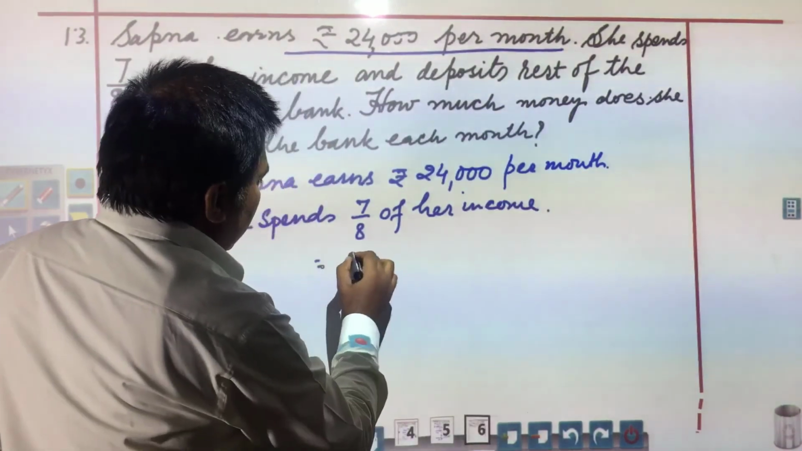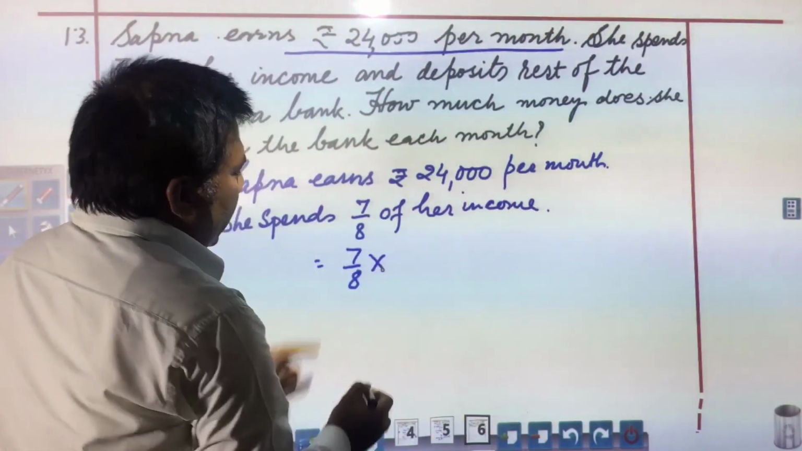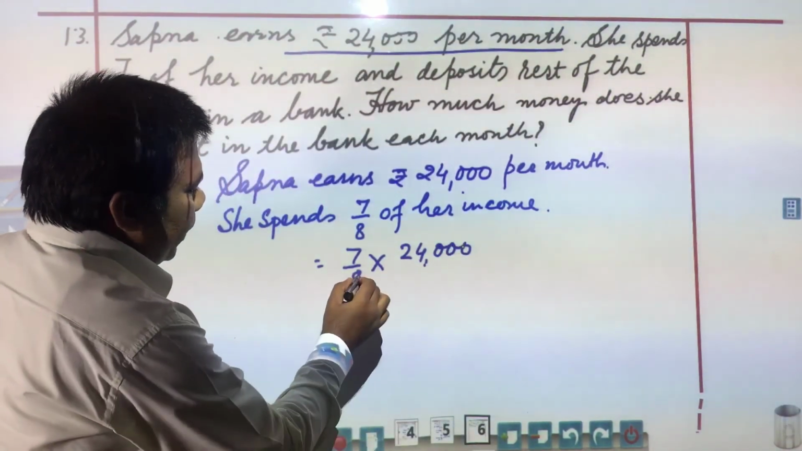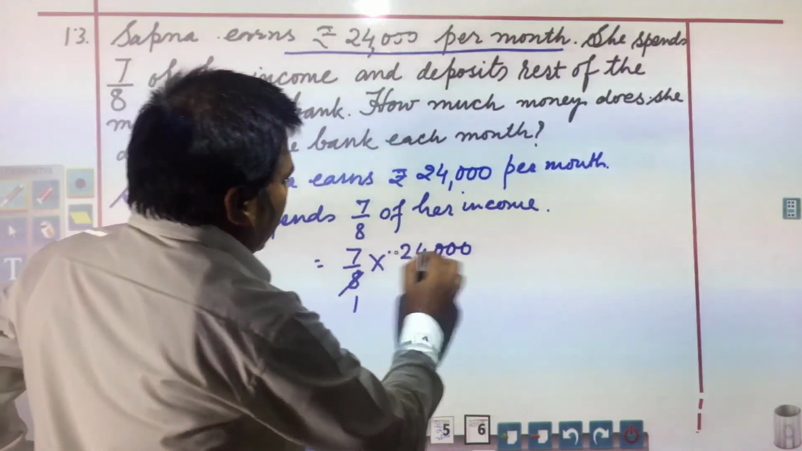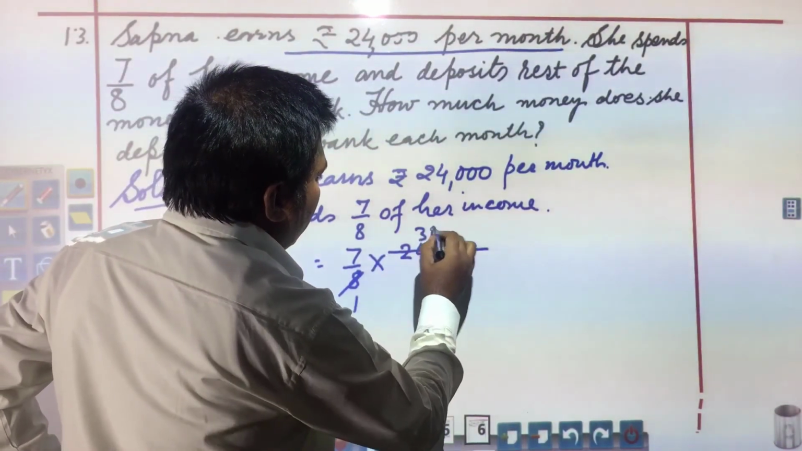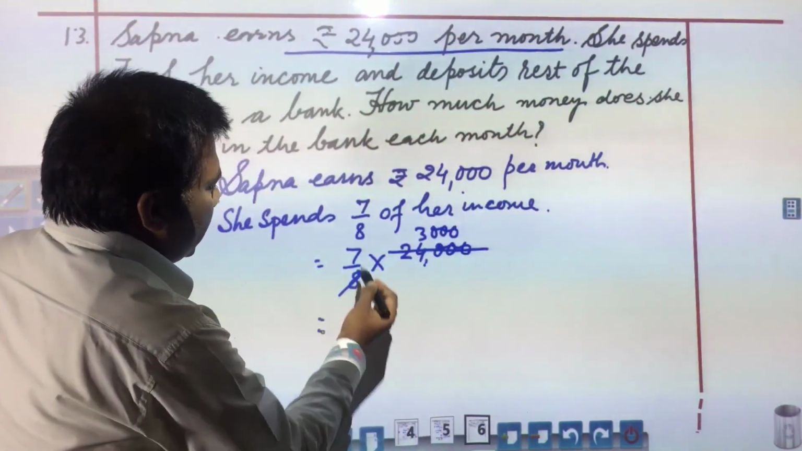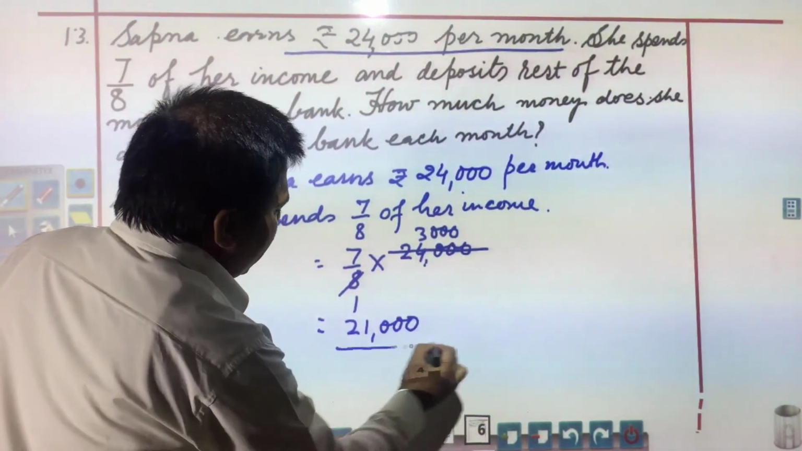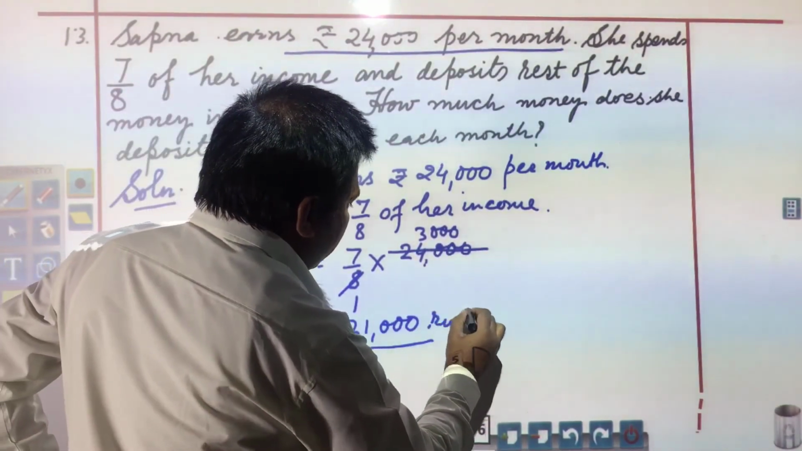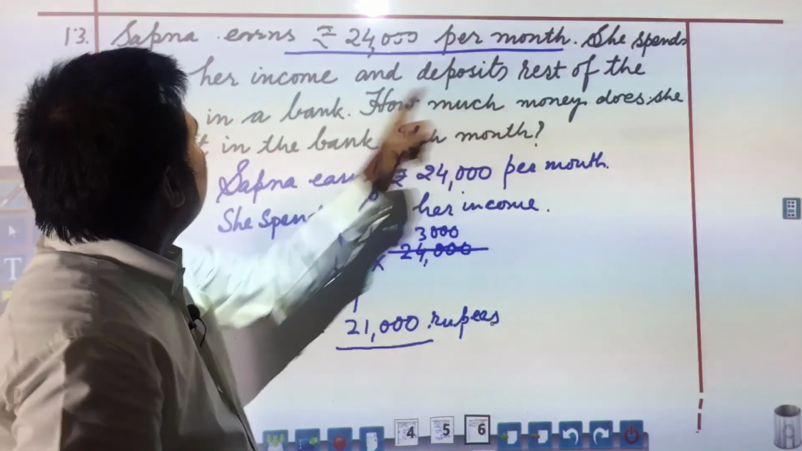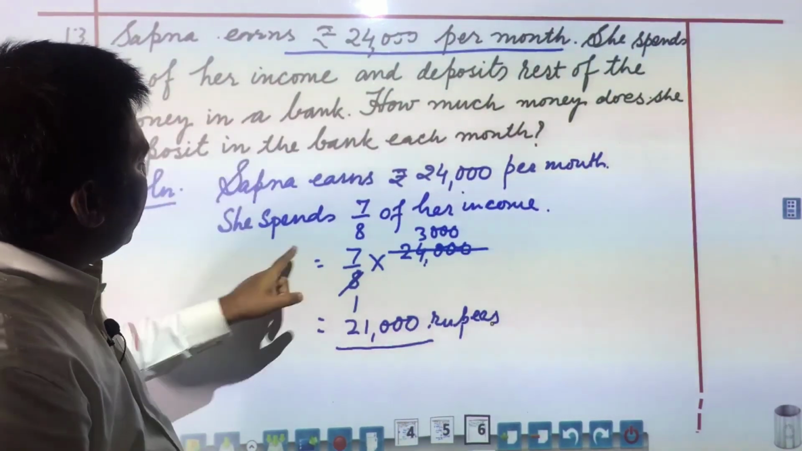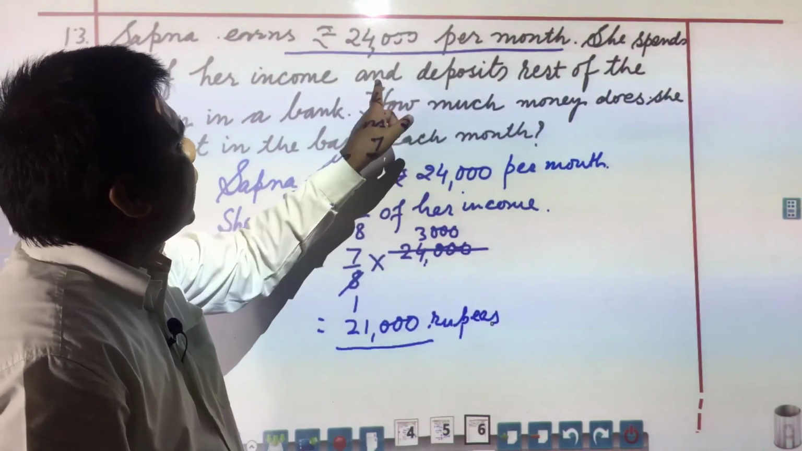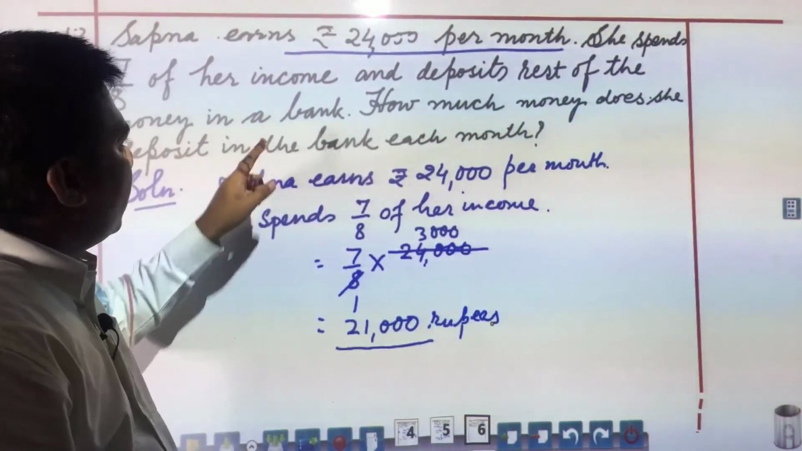Means what? 7/8 into her income, which is 24,000. It means how much does she spend? 8 1s are 8, 8 3s are 24 and 3 zeros. Multiply this, 7 3s are 21. So, she spends 21,000 rupees every month. She spends 7/8 of her income, which means 21,000 rupees she spends, and deposits the rest of the money in a bank.